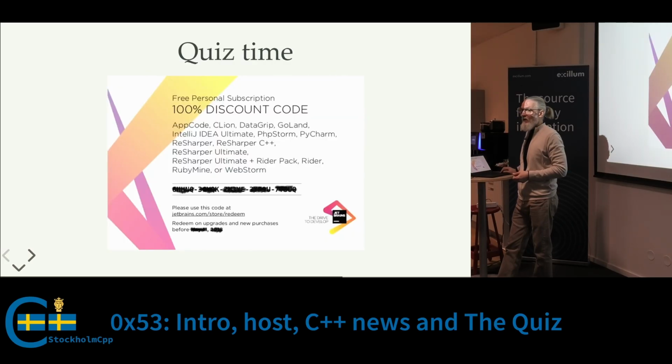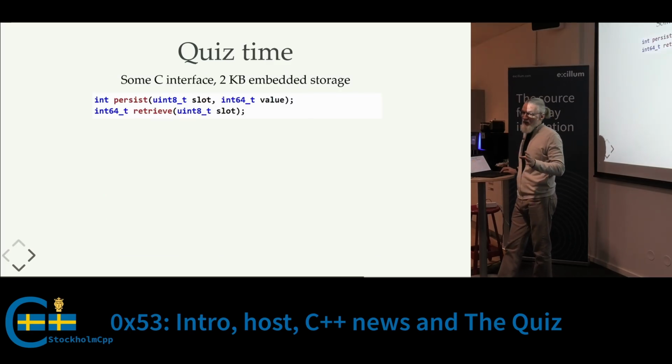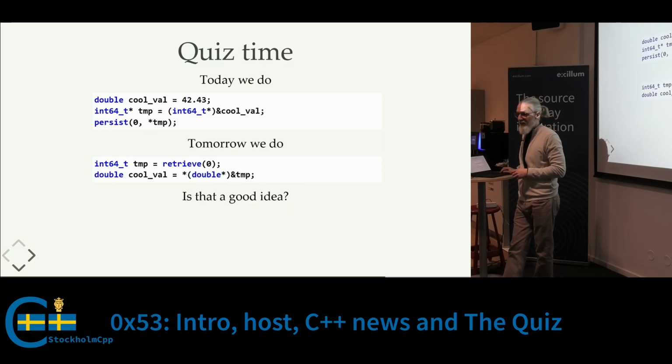Okay, and now we are ready on the quiz time. I hope this goes better than last time, so I have not one of the latest features, okay? So we have some C interface, and we can store some data to a slot, and we can 64-bit integers, and we can put them to somewhere, and we can also read them back. And sometimes you find code like this. Is this a good idea? It looks reasonable, huh?